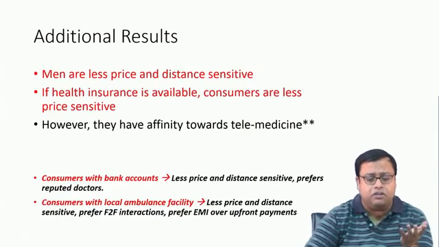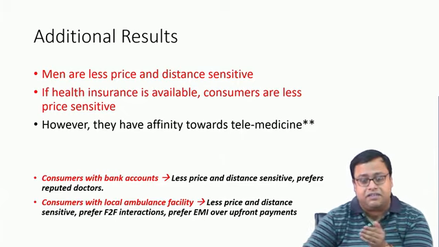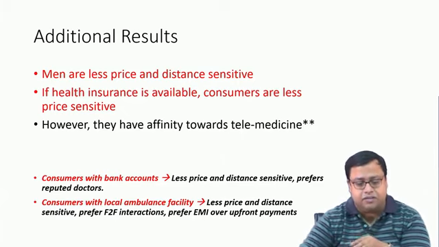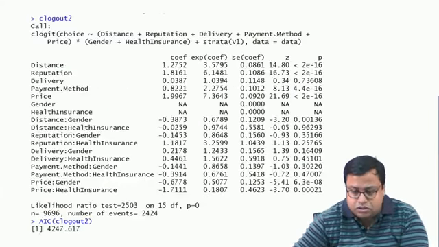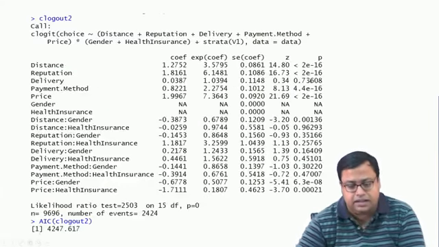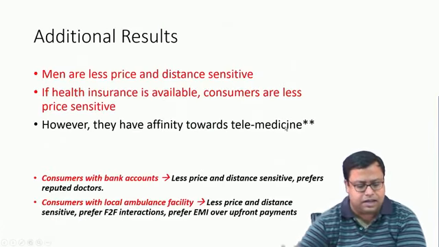So, this is what we found out. Men are less price sensitive. If health insurance is available, consumers are less price sensitive. However, they have affinity towards telemedicine, which was not seen here. So, probably this was not so strong an effect. That is why I have written double star.